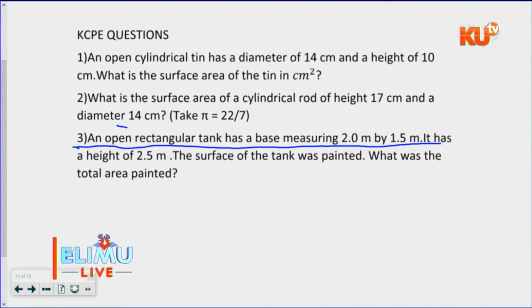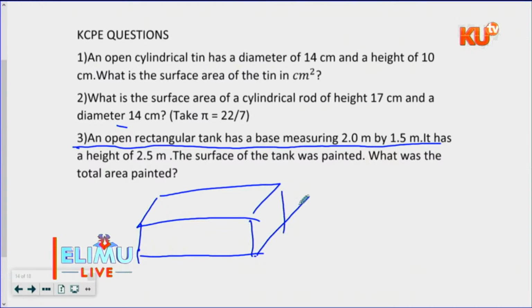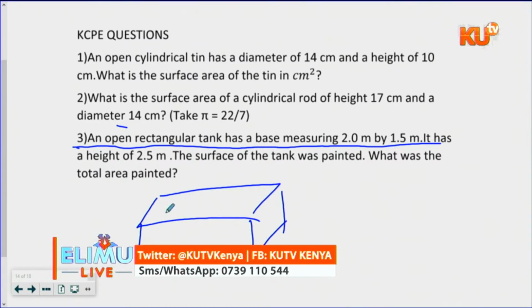So we'll start by having our formula down. Remember, first of all, let us have the cuboid. It is a rectangular cuboid. Let's have the rectangular cuboid here. That's our rectangular cuboid. It was open. The base measuring 2.0, which is the same as 2 meters, by 1.5 meters. So here is 1.5. That is the base. And what about the height? The height is 2.5.